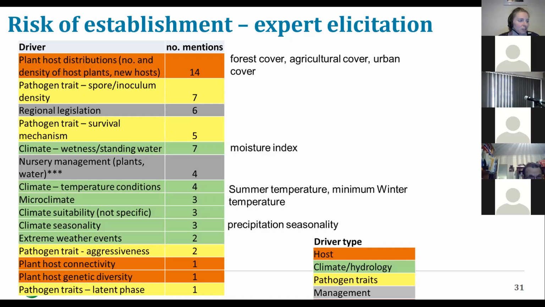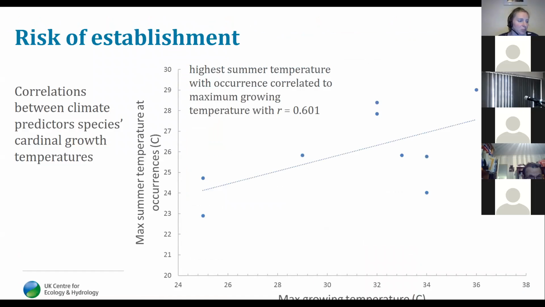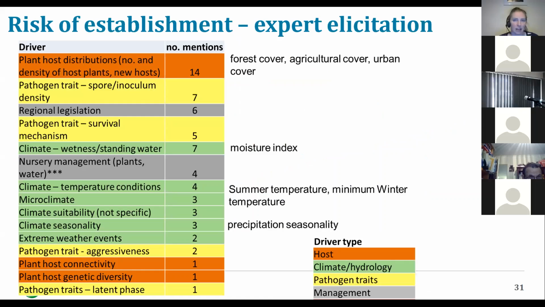And then we selected 4 climatic variables as proxies for the climate risk factors that were identified. So we extracted a moisture index based on evapotranspiration and rainfall deficit as a proxy for wetness and standing water. And then mean summer temperature and the minimum winter temperature we chose as variables related to Phytophthora species thermal niches. Then the seasonality of the models was also mentioned by a few participants. So we included precipitation seasonality to see if drier periods could restrict the distributions of some Phytophthora species.